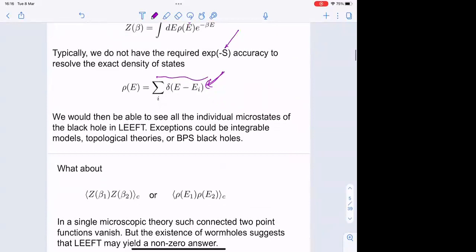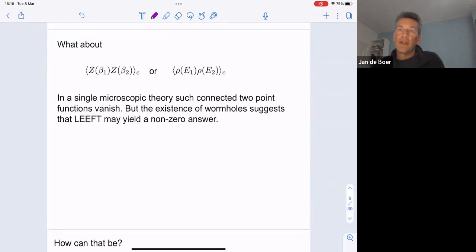Now you can ask questions about connected correlators, like the spectral correlation functions that I mentioned, or the product of two partition functions that vanish in a single microscopic theory. But because of the existence of wormholes, it looks like semi-classical gravity might yield a non-zero answer. How can semi-classical gravity yield a non-zero answer for something whose precise answer is zero? How can that be compatible if you don't introduce averaging or something like that? The answer to that question has to do with the fact that semi-classical gravity is a statistical theory.